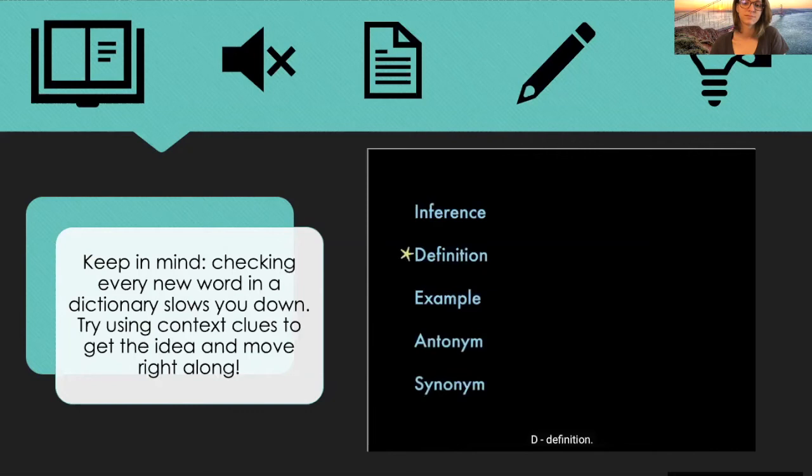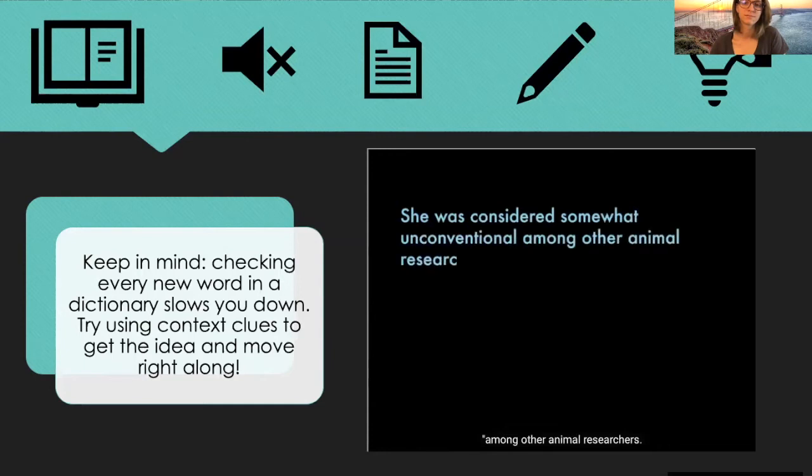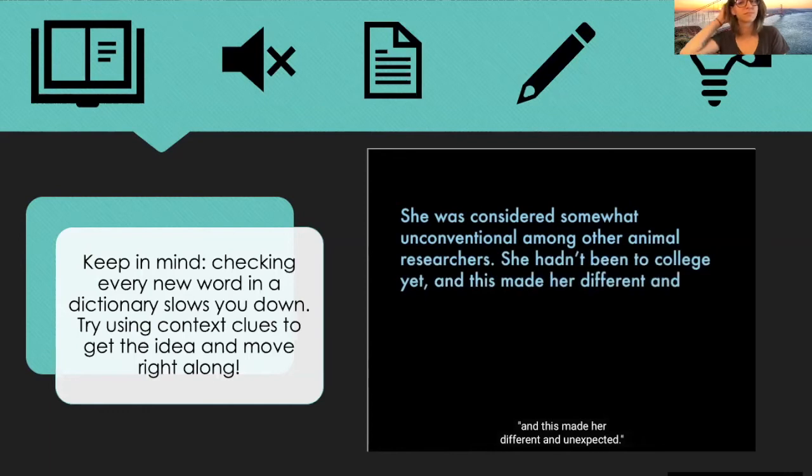D, definition. Context clues like these will just give you the definition of the word in question. So a good example of that would be, she was considered somewhat unconventional among other animal researchers. She hadn't been to college yet, and this made her different and unexpected. Different and unexpected is a great definition for the word unconventional. This style of context clue occurs when the author expects a word to be unfamiliar to you and builds in a guide for you right there in the text.